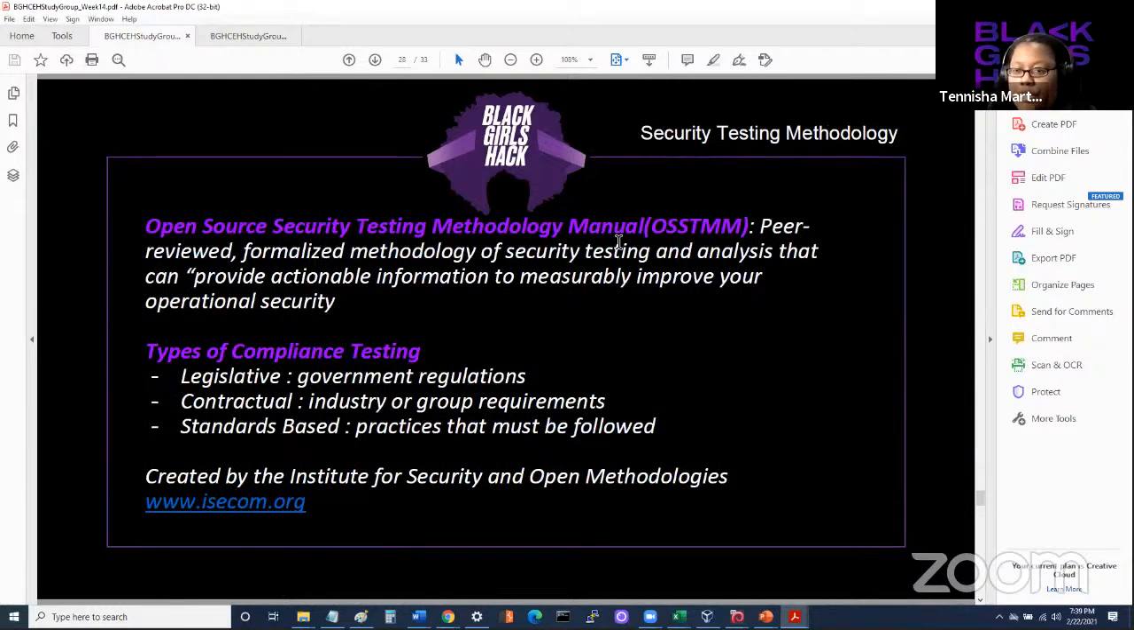All right, and then security testing methodology, open source security testing methodology manual, which is the OSSTMM. It's a peer-reviewed methodology for security testing and analysis. There are different types of compliance testing, legislative, contractual, or standards-based, and it's created by the Institute for Security and Open Methodologies.